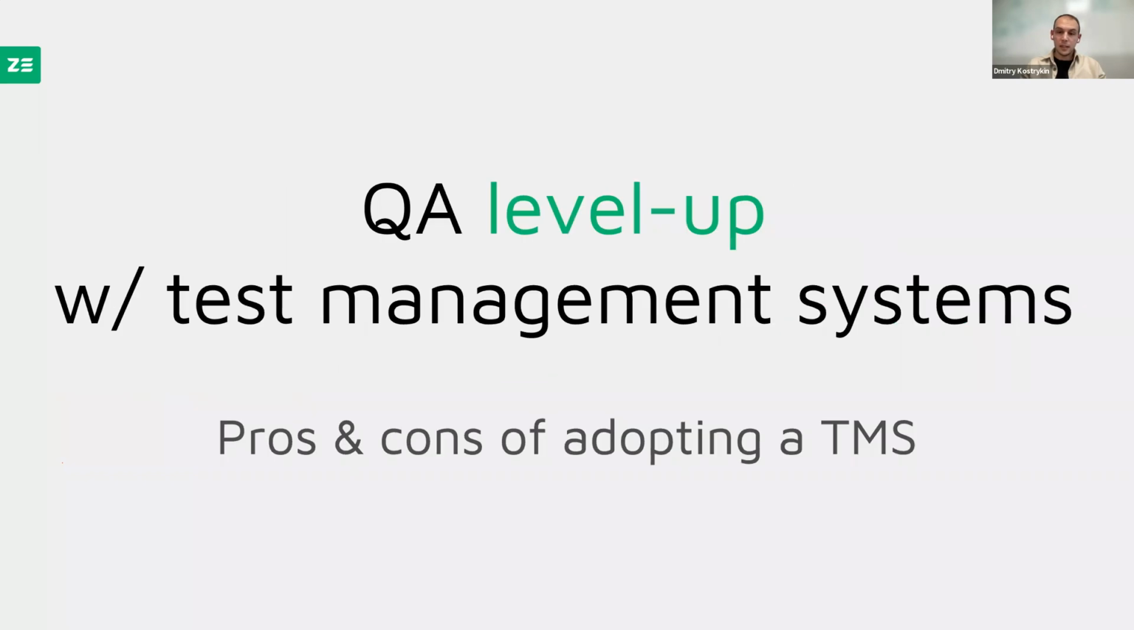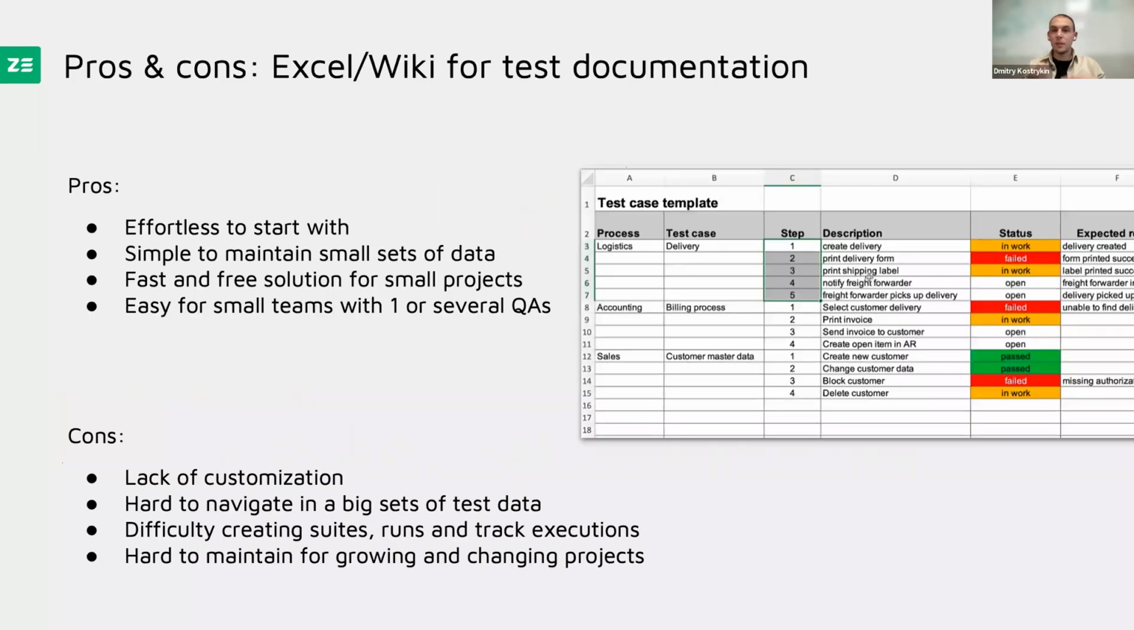So let's not waste time, and let's discuss the pros and cons of using various sources of storing your test documentation, because I'm pretty sure that most of the teams are still using Excel sheets or Wiki as the primary source of documentation. And I'm sure that this is fine for most of the teams. This is fine mostly for small teams and for simple projects.